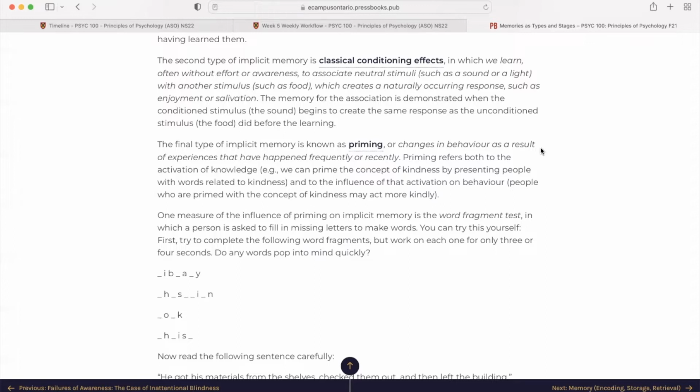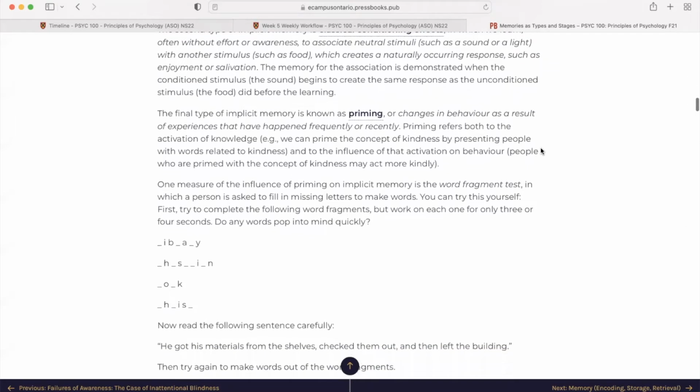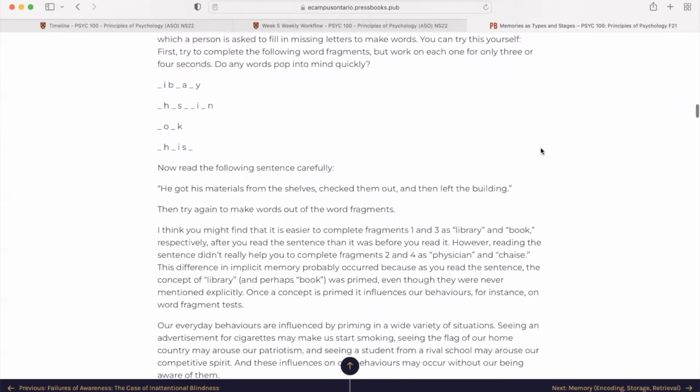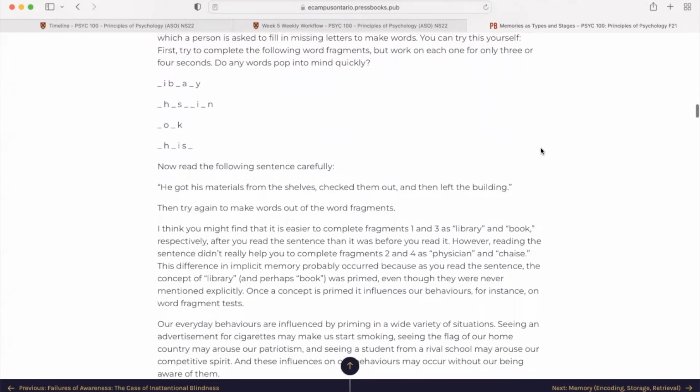One measure of the influence of priming on implicit memory is the word fragment test, in which a person is asked to fill in missing letters to make words. You can try this yourself. First, try to complete the following word fragments, but work on each one for only 3 or 4 seconds. Do any words pop to mind? So what this word fragment is, if you're not watching this on YouTube, is sort of a fill in the blank, right? Now, it's going to be difficult for you to do this if you're listening. So if you get a chance, pop over to the YouTube channel for this segment.